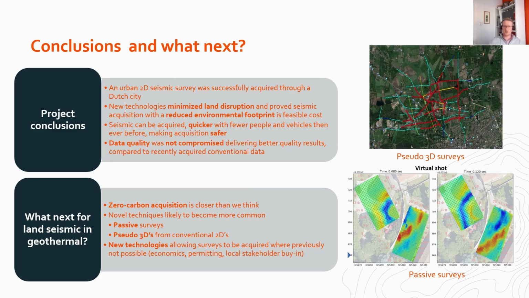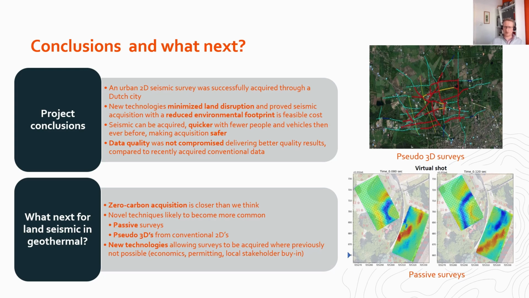So moving on to conclusions and what next. Looking at the project itself, a low environmental impact seismic survey was successfully acquired through an urban setting in the Netherlands, which was used for geothermal exploration. And for this project, recently developed technologies were successfully deployed and used. As a source, this was the Seismic Mechatronics Stormer 10 eVibe, and for the receivers, this was the Stryde node for sensing and recording the data itself.